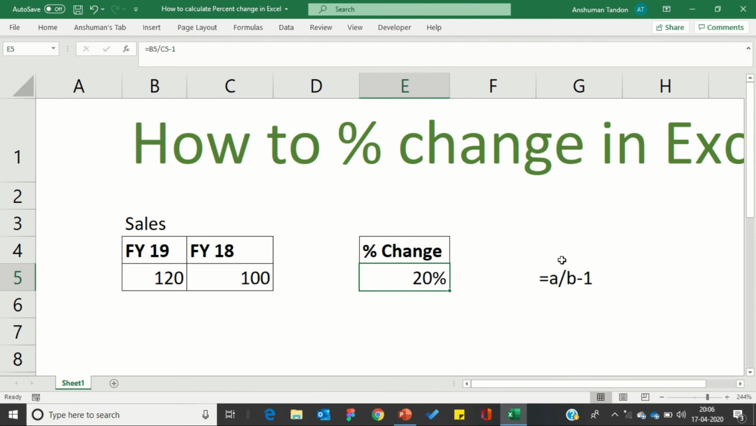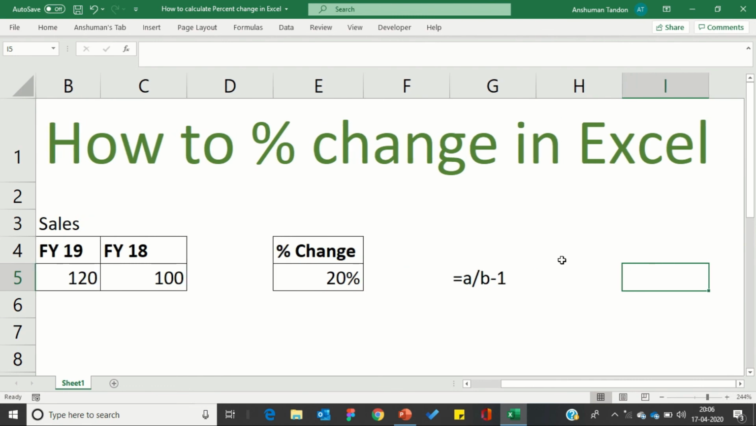So in order to calculate percentage change, instead of these three steps we can use this simple formula, that is A divided by B minus 1, to reflect the percentage change in Excel.